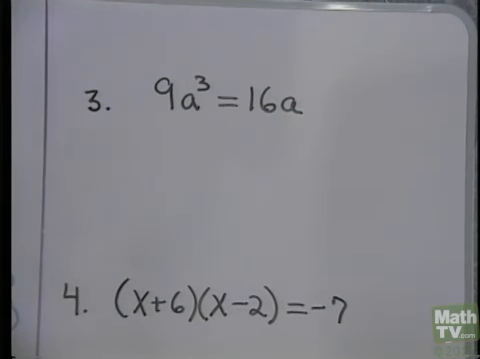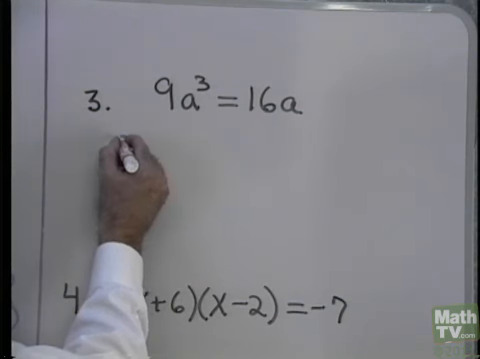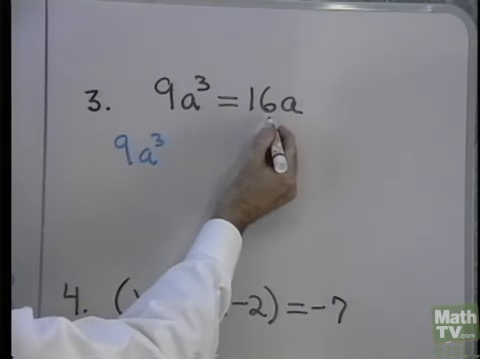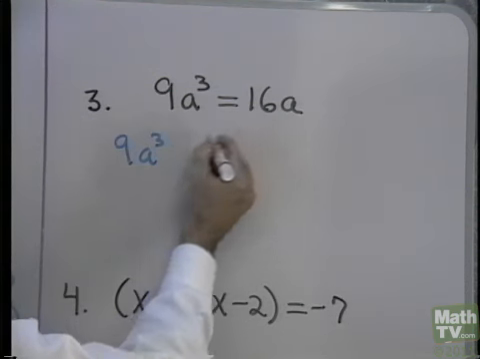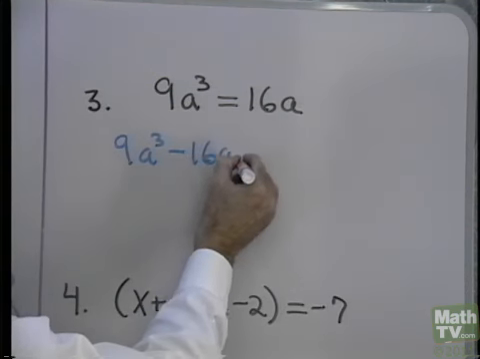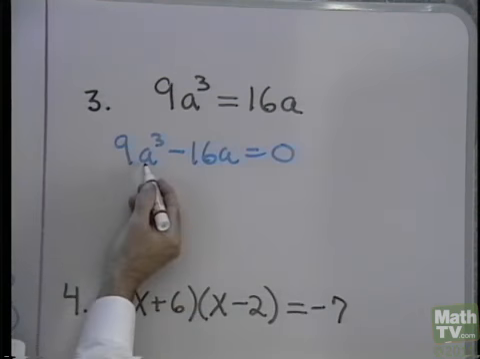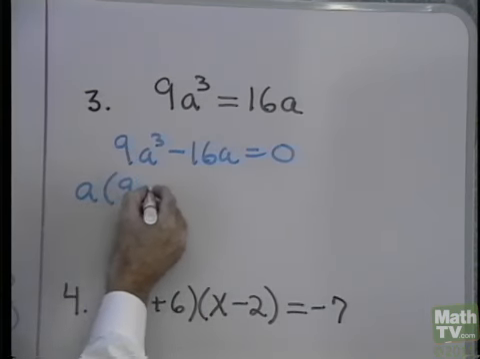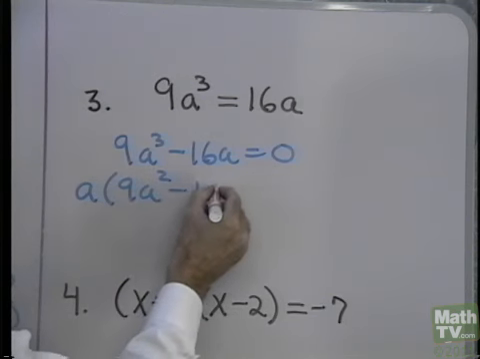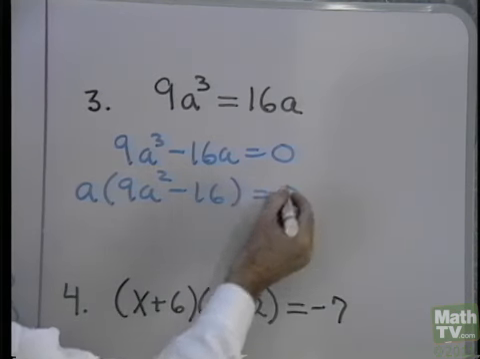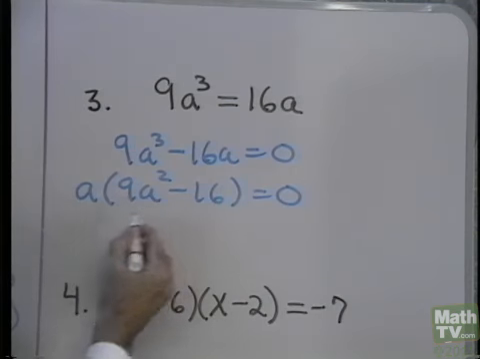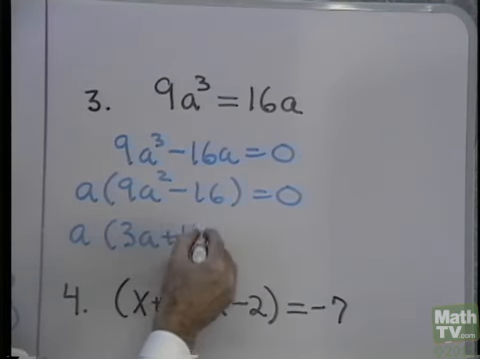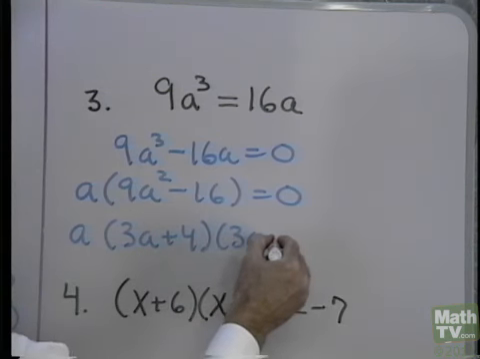Here's our next equation. 9a cubed equals 16a. Let's put it in standard form by getting 0 on this side, and I'll do that by adding negative 16a to both sides. Now I have a greatest common factor of a. I'll take it outside. a times 9a squared minus 16. I'll factor 9a squared minus 16 into 3a plus 4 times 3a minus 4.